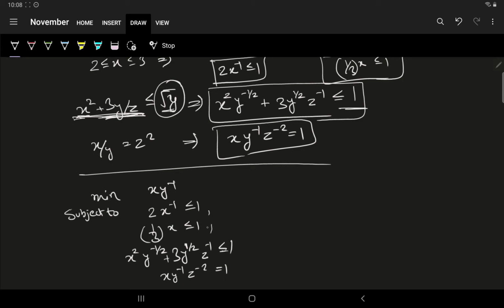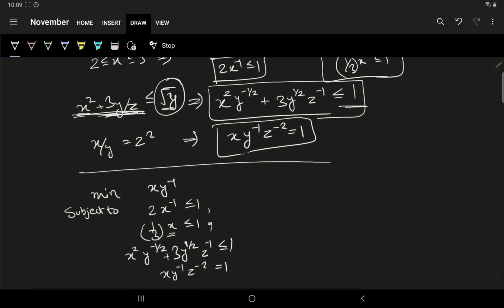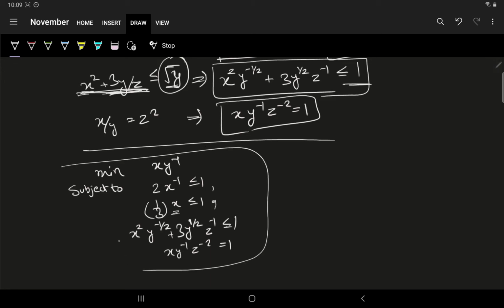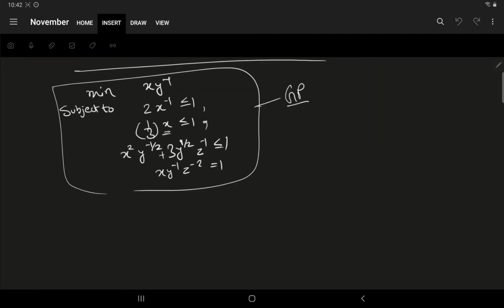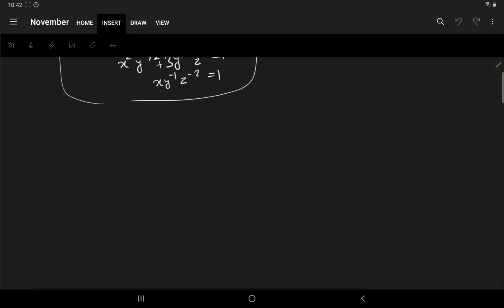so another thing is that these are polynomials, and also this is a polynomial with k equals 1. So this is our GP. Now we see the geometric program in convex form.